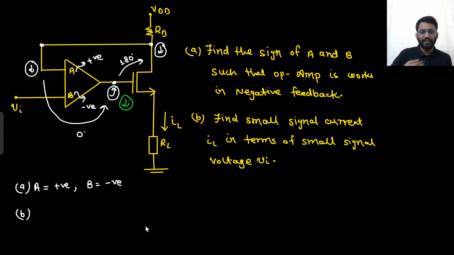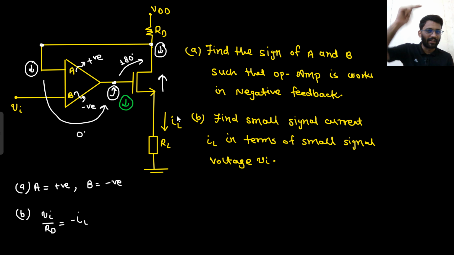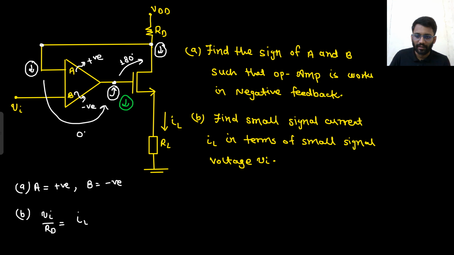And you need to find the small signal current IL. Then it would be the same, no? For small signal current, this Vin will be copied here, and the current will be flowing upward. So Vin by RD is equal to minus IL. Now no one will ask, sir, how in a MOS the current will flow in the upward direction? No, because this is a small signal current, not the large signal current. So small signal current can certainly flow from down to up as well, right? So this would be minus of Vin by RD. So IL would be minus of Vin by RD.